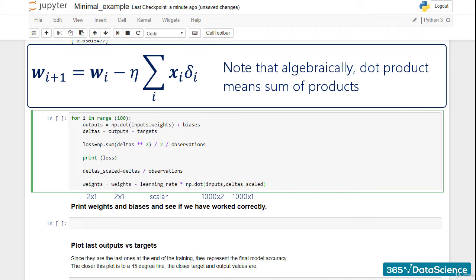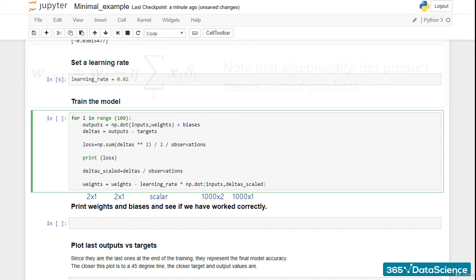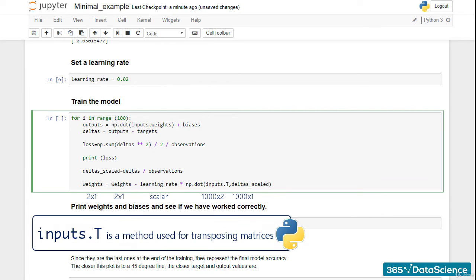The shape of the weights is 2 by 1. The shape of the inputs is 1000 by 2, and that of the deltas scaled is 1000 by 1. Obviously, we cannot simply multiply the inputs and the deltas. This is an issue that may arise occasionally due to the linear algebra involved. To fix it, we must transpose the inputs matrix using the object.T method.